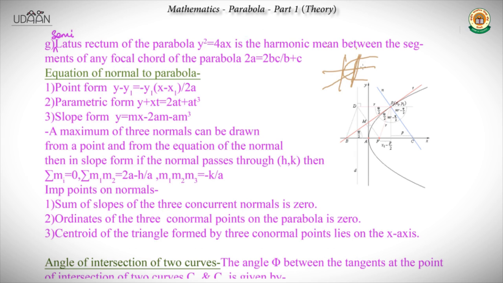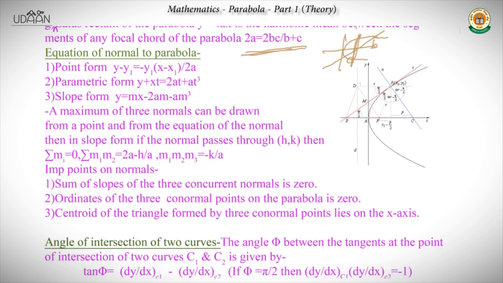So if you take any focal chord, the length is not constant, so the segments will be changing. If the segments are b and c, we will study that 2a equals 2bc by b plus c, that is, the length of the semi-latus rectum is the harmonic mean between the segments of the focal chord. Next, let us study the normal, and how to derive the equation and all.